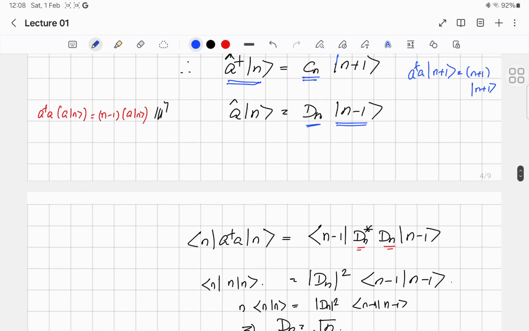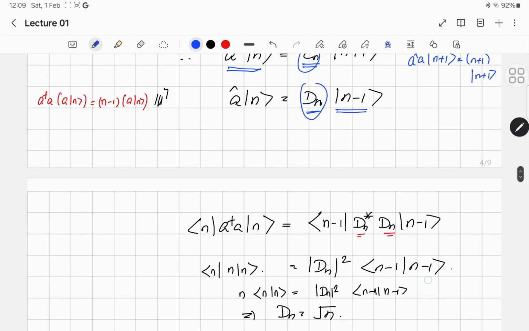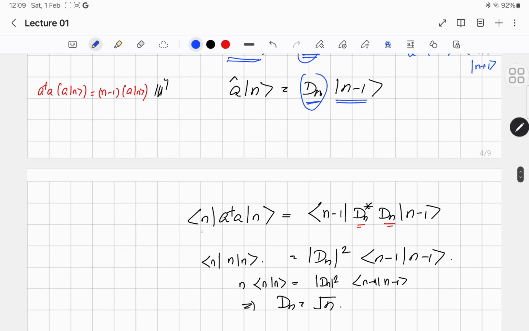Now you can find the expression for C_n and D_n if you want. I have just shown how to find the expression for D_n. For that we calculate the expectation value of a dagger a on the number state. So a acting on |n> would be D_n |n-1>. So its complex conjugate, a dagger acting on bra <n|, would be D_n complex conjugate <n-1|.